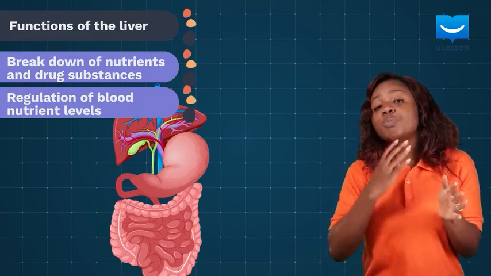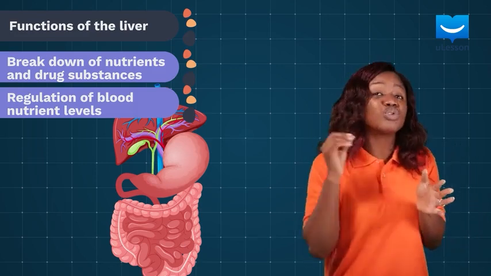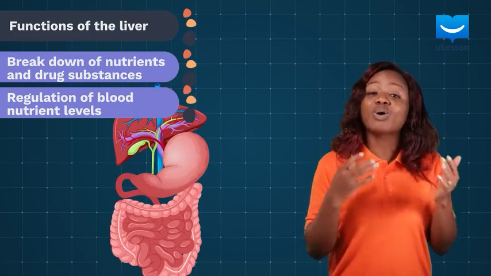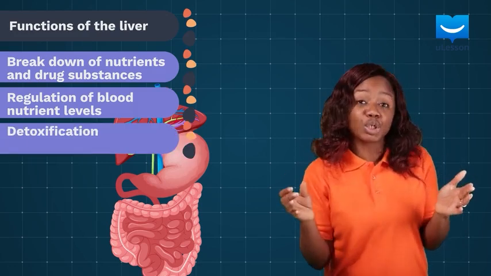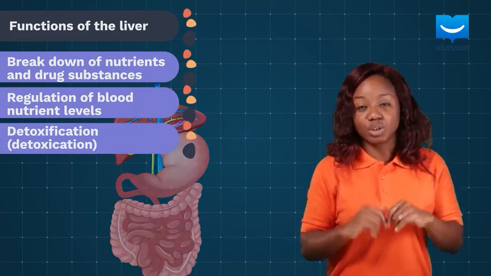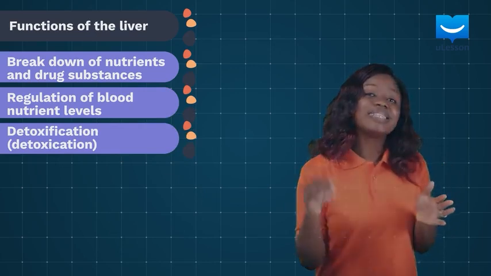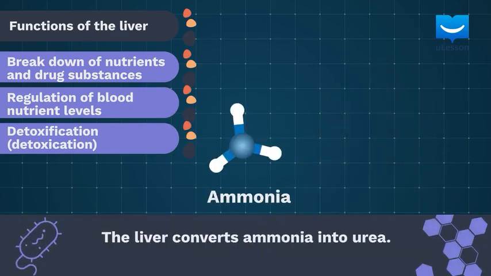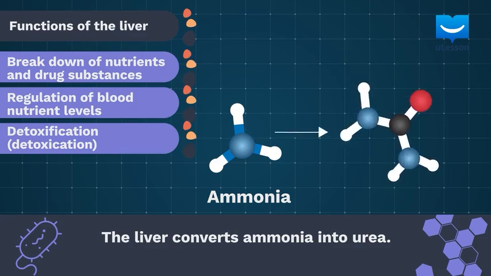The liver also breaks down toxic products into non-toxic forms that can be excreted from the body. This is called detoxification or detoxication. For example, the liver converts poisonous ammonia generated as a result of protein metabolism to a less toxic urea, which is excreted in urine.